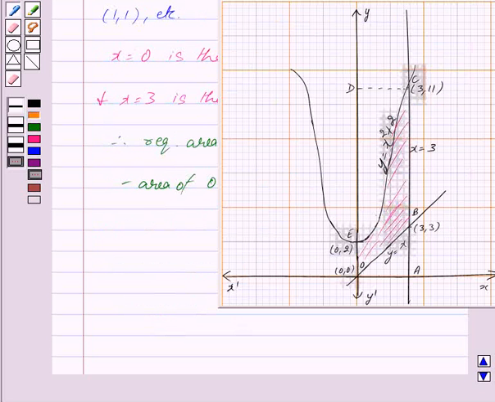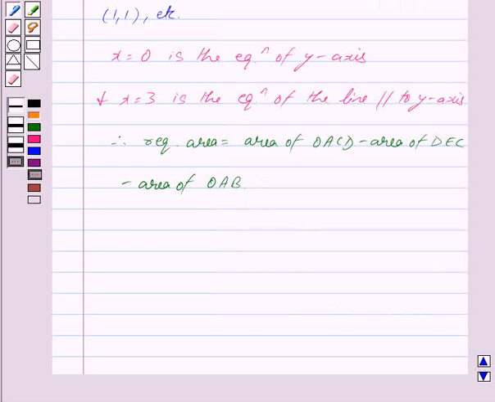Now area of OACD is given by, now this whole region is bounded by the y-axis, the x-axis, this line CD and this line AC, and the equation of line AC is given by x is equal to 3. And we have the limit from 0 to 11. Therefore, this is equal to the integral with limit from 0 to 11, and the equation of the line is x is equal to 3, so we have 3 dy minus.